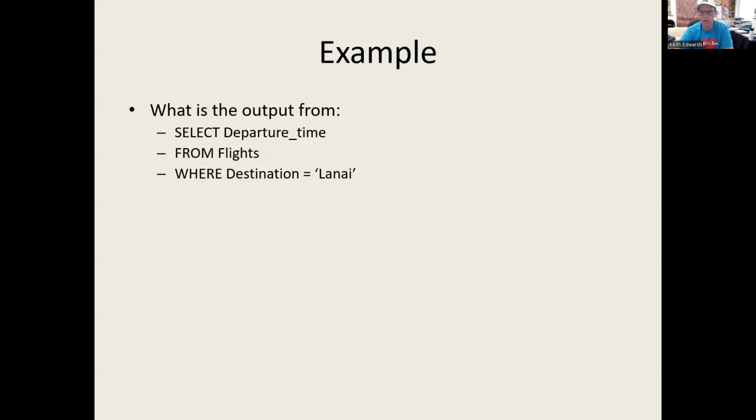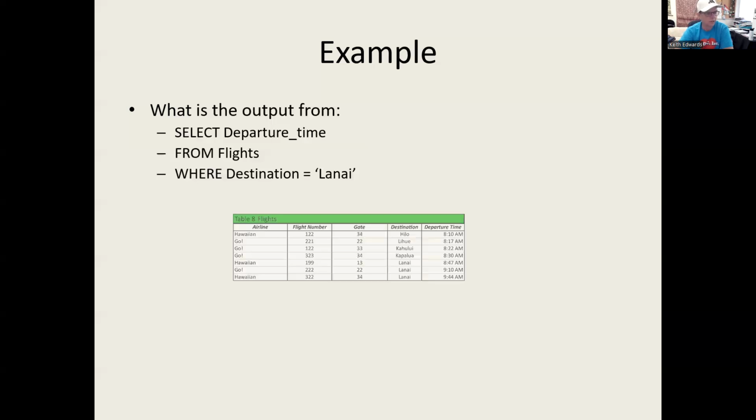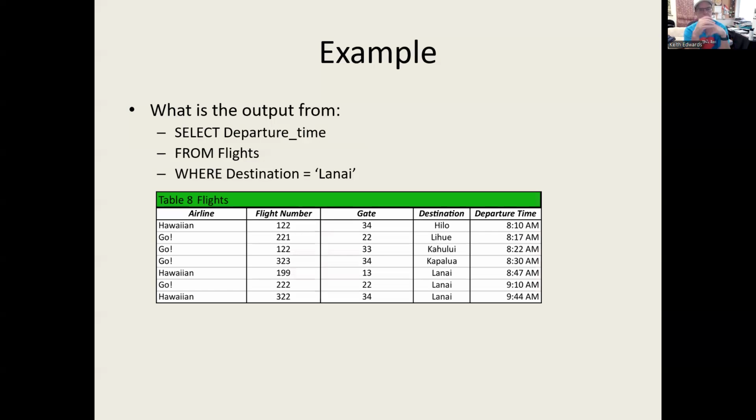So here we might have a table of Hawaiian airline flights and Go. You can tell I did this quite a while ago when I put that table together. And we want to find out how we can get to Lanai. There's a lot of flights there, a popular destination these days. So, what is the output from SELECT departure time FROM flights WHERE destination is equal to Lanai? Well, it looks like we would be able to depart at 8:47, 9:10, and 9:44.